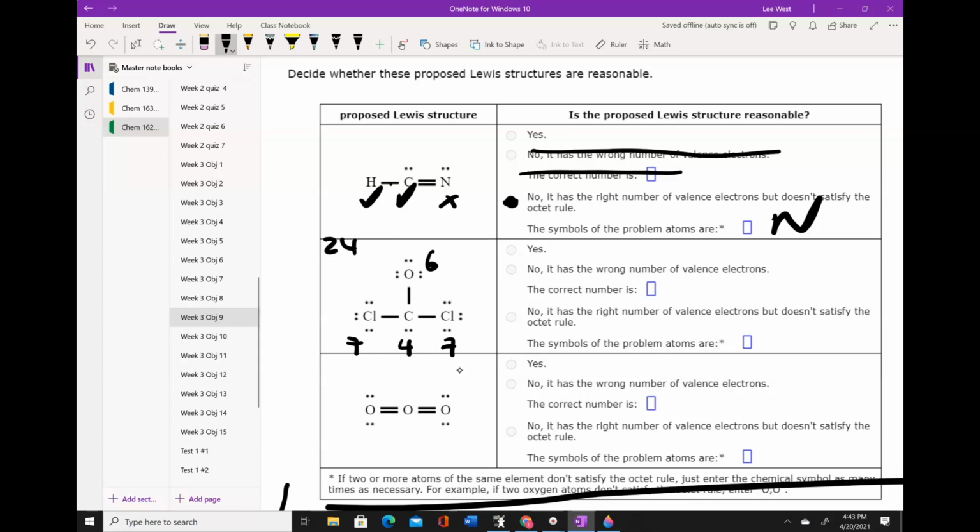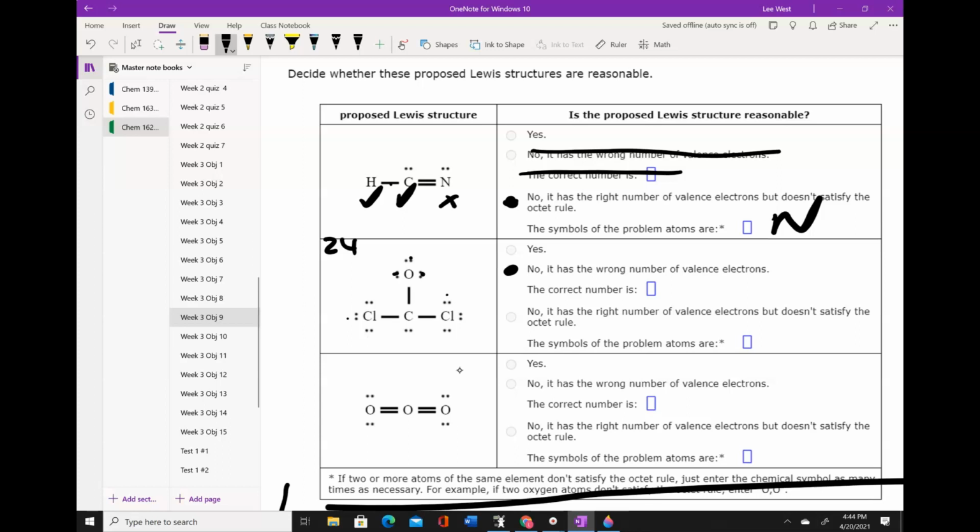So this thing should have, if it's correct, 24 valence electrons. Let's add them up and see how many we got. 2, 4, 6, 8, 10, 12, 14, 16, 18, 20, 22, 24, 26. So it doesn't even get the correct count. Let's try it again. Let's just double check everything.